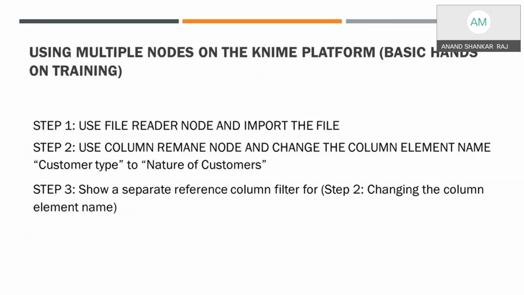Second, use the column rename node and change the column name from customer type to nature of customers. That is also easy. The third one, show a separate reference column filter for step 2. I will explain what is the need for a reference column filter node and when, where and why it has to be used. So these are the first three basic steps which we have to do.